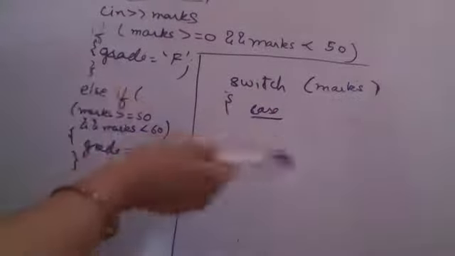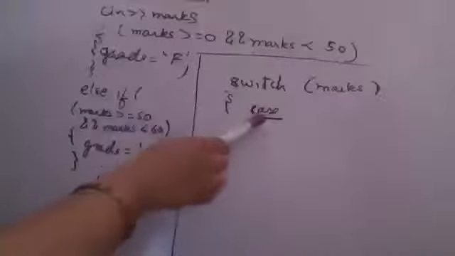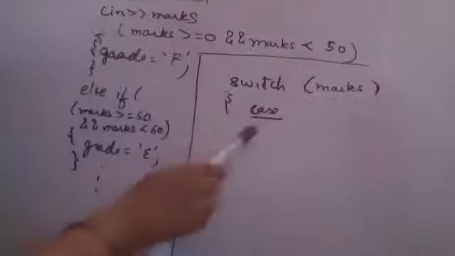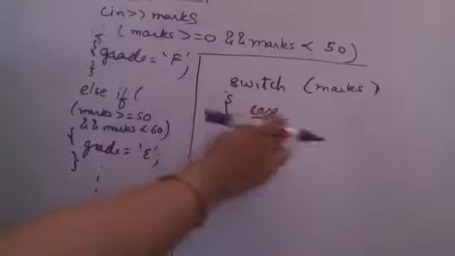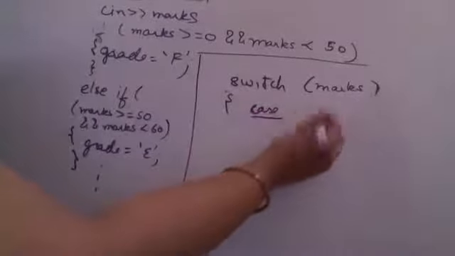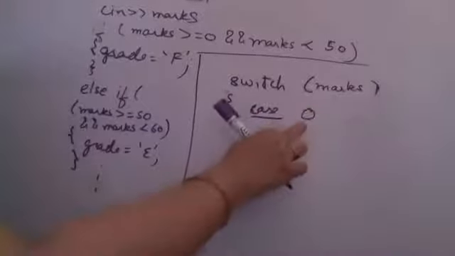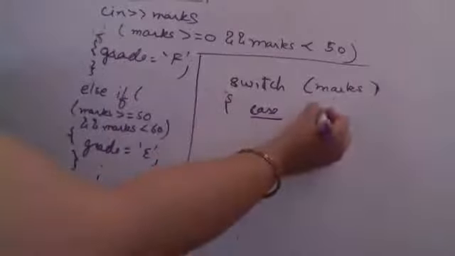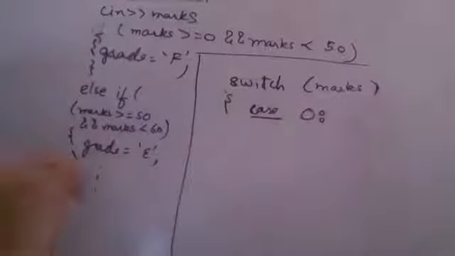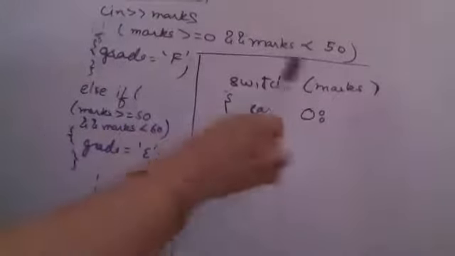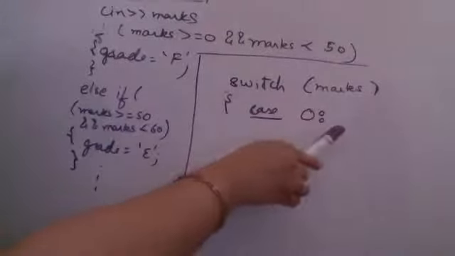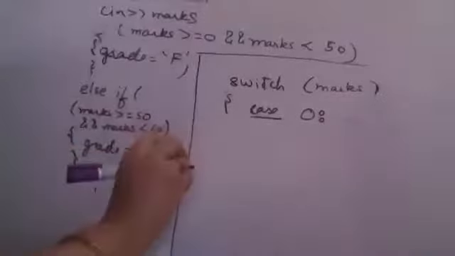You all know that there are some special keywords. So case is a keyword. It is case sensitive. It cannot be used as any variable name. Case, space, you will mention the value. Supposedly 0 is one value that you are mentioning. Then you mention a colon, not a semicolon but a colon, immediately after case space value. Then you will mention what you want to do.